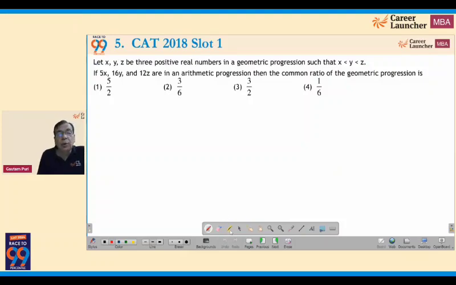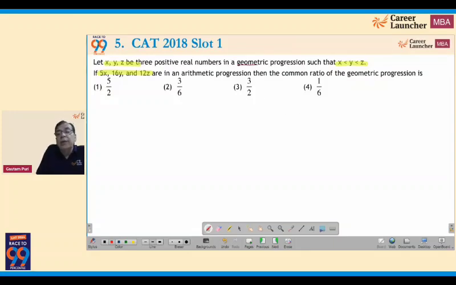Next question from CAT 2018. X, Y, Z be three positive real numbers in geometric progression such that X is less than Y less than Z. If 5X, 16Y and 12Z are in arithmetic progression, what is the common ratio of the geometric progression? Okay. Now first question to you.